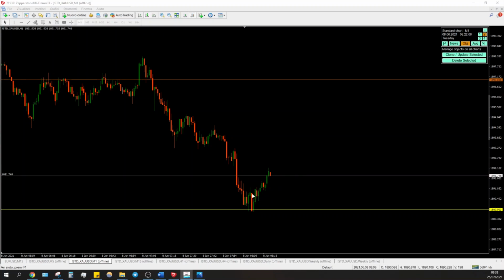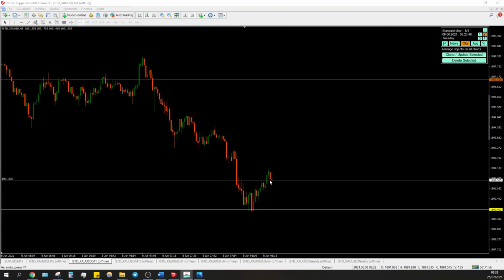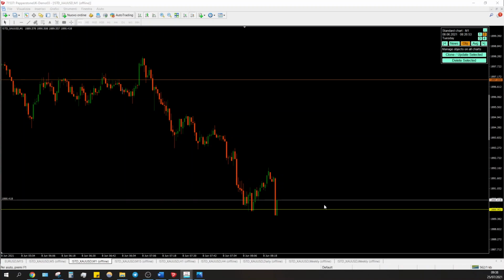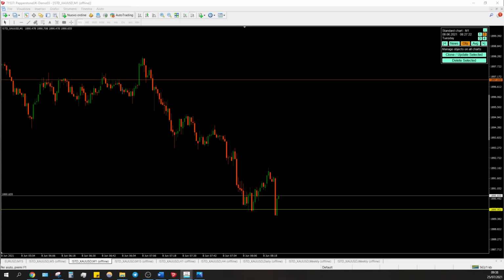We see now some rejection with an engulfing bearish, a very aggressive bearish candle breaking below, but immediately corrected with a bullish candle.